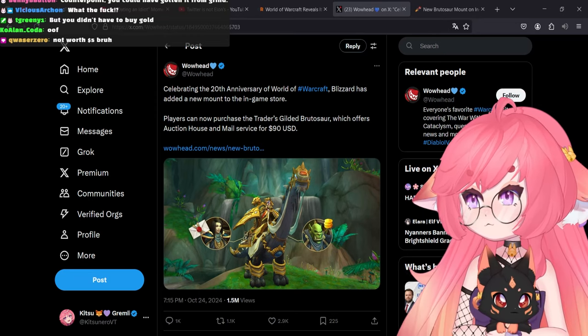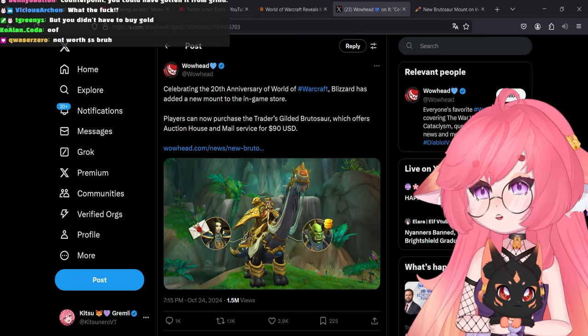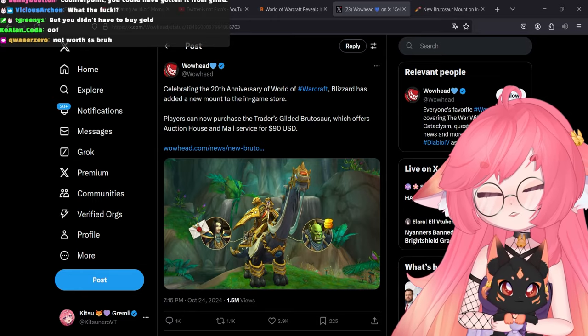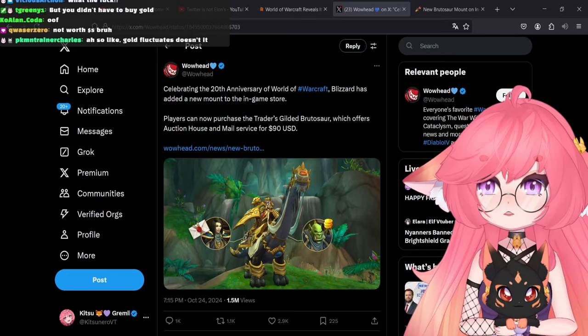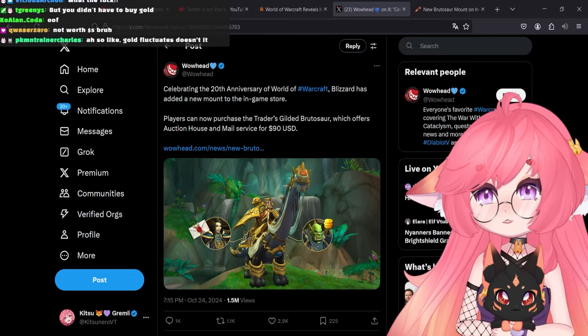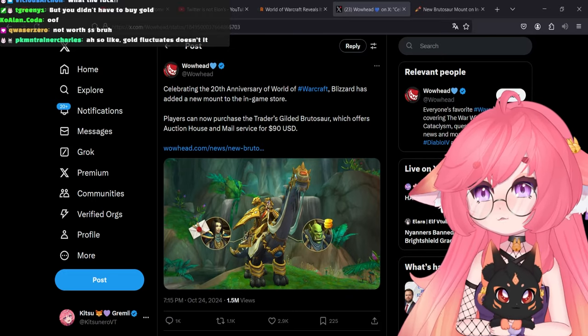You could always farm for the gold, which personally, I try to do because goddamn, I love myself the long boy, man. I needed the long boy. I did not get the long boy. I was sad. But I farmed 1.5 million gold.